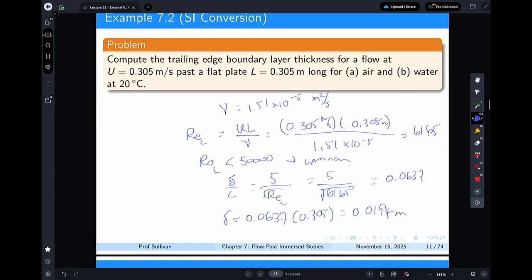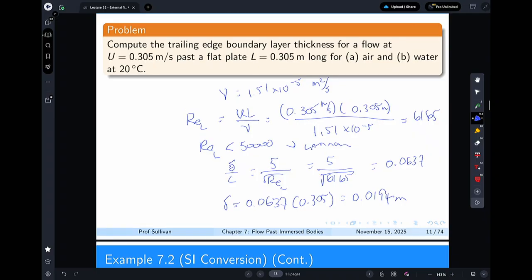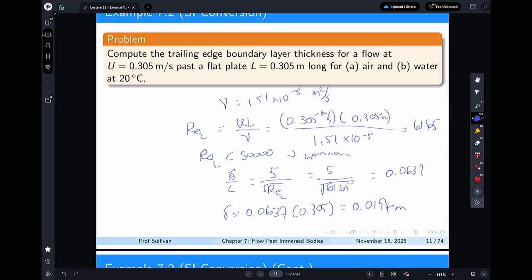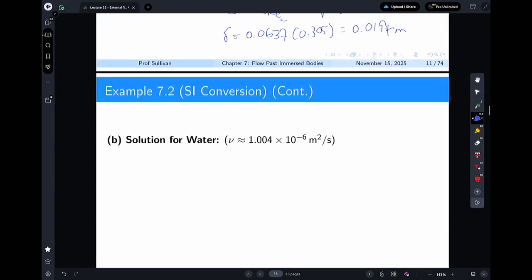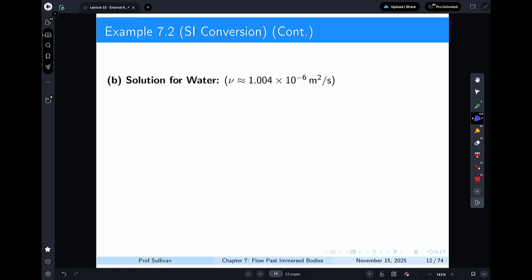Things get a little bit weird because with water, we go from 1.5 times 10 to the minus 5 to 1 times 10 to the minus 6. So we're going to increase this by an order of magnitude, which you've probably already guessed is going to end up causing this to be turbulent. Or not.